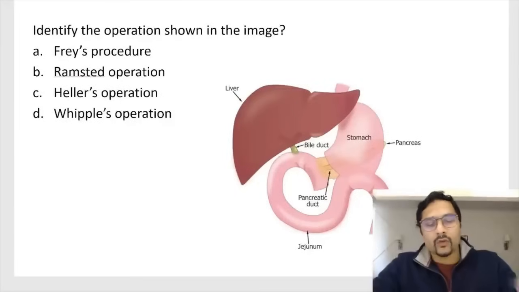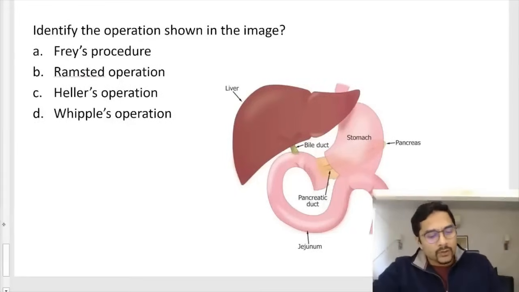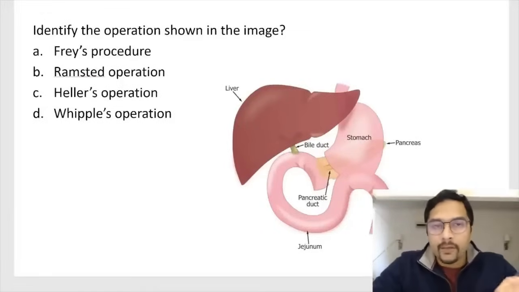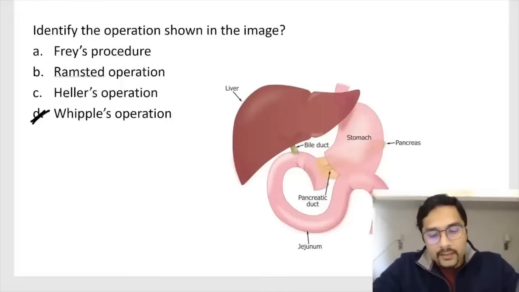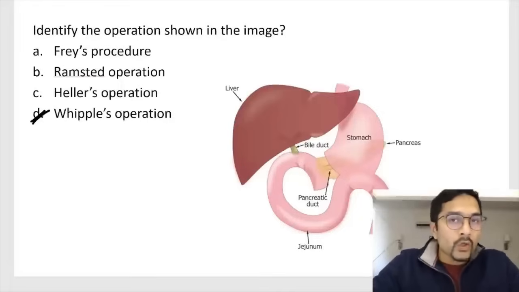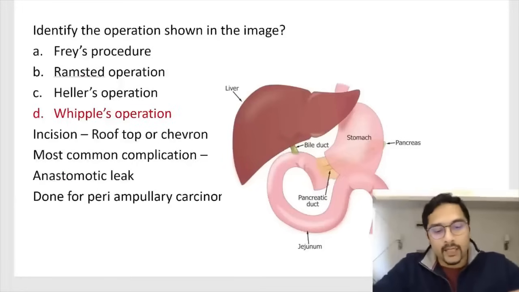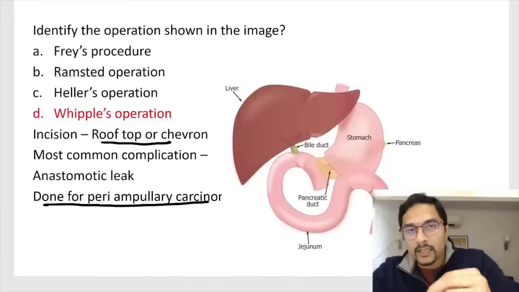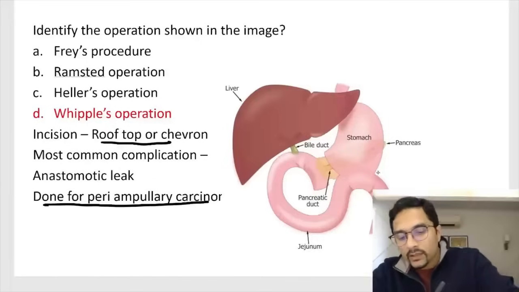Identify the operation shown. Very, very important. Last 2 years, this question has definitely been asked. That is Whipple surgery, which is pancreaticoduodenectomy. Whipple's is done for periampullary cancers. Rooftop or chevron incision is done. And three anastomoses are there. Look carefully, three anastomoses.